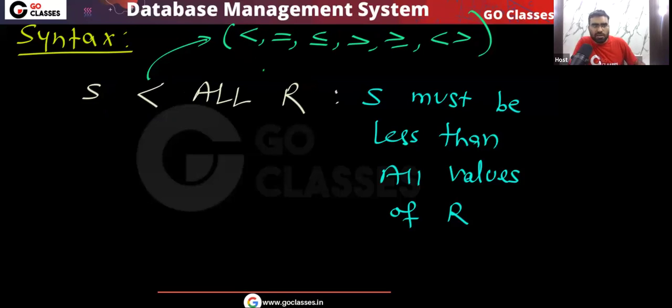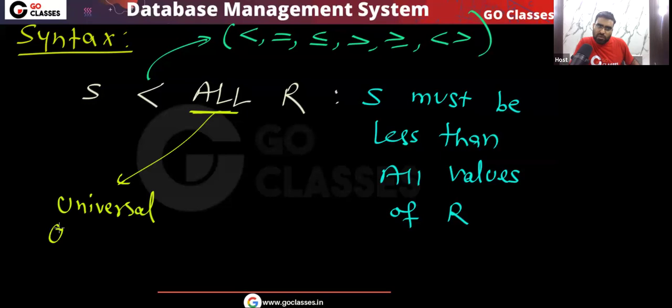Like this, you can use any operator, but I hope you understood the meaning. Did you understand the meaning? Please tell me. One more thing: if this R is empty, will all be true or false? See, this all is like your universal quantifier. We study it in first order logic, the universal quantifier, universal for all.